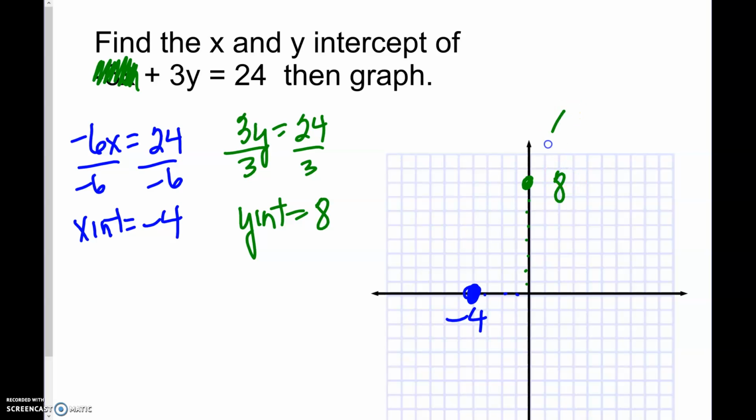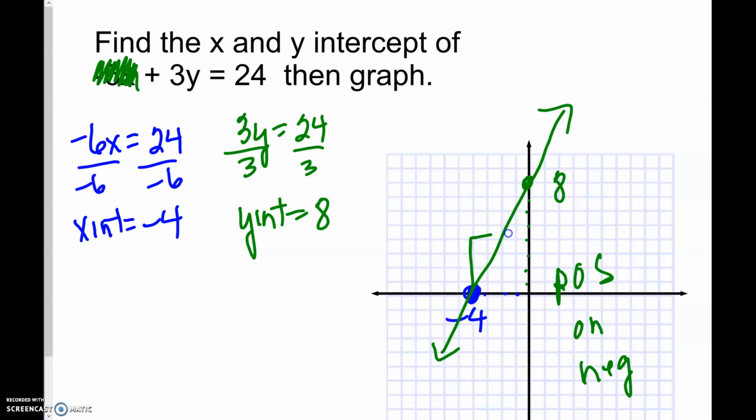And now we have 2 points, and we can connect them, making sure to put arrows on the end. And is the slope of this line positive or negative? Because we're going up and to the right, both of those things are positive.